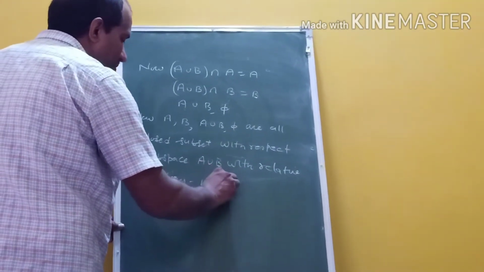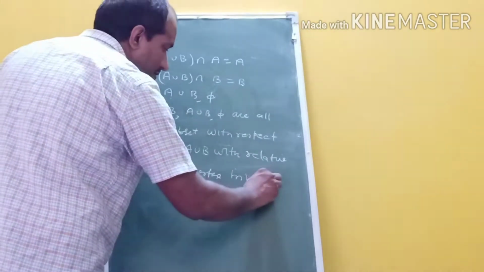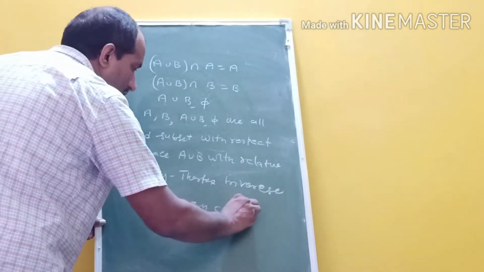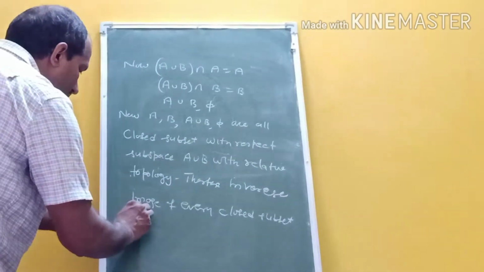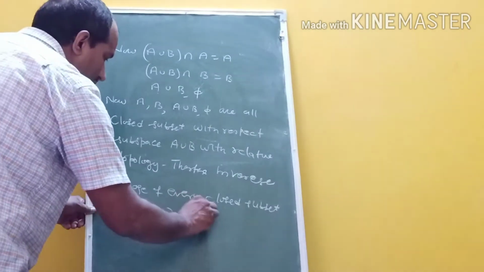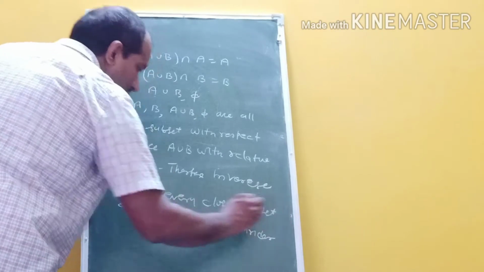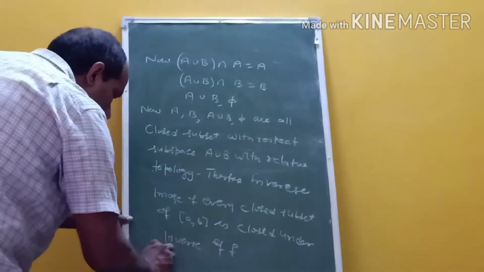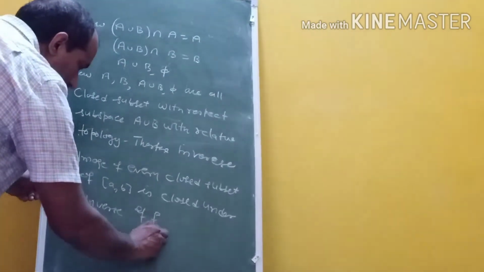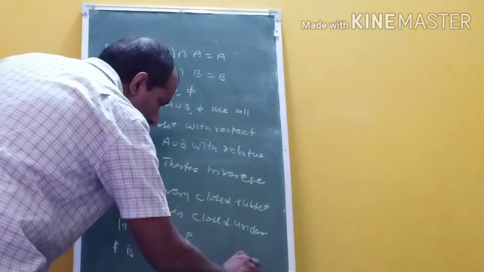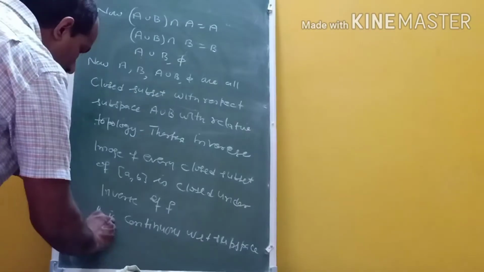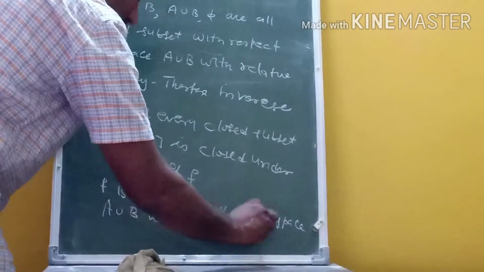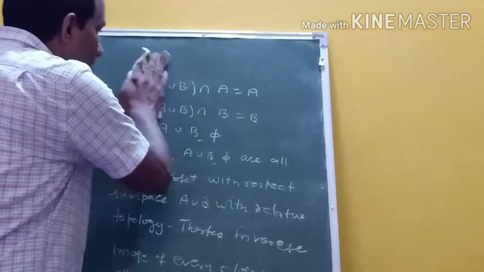Therefore, the inverse image of every closed subset of [a, b] is closed under the inverse image of F. Now we conclude that F is continuous with respect to the subspace A union B with related topology. Now by the given assumption, this F can be extended.